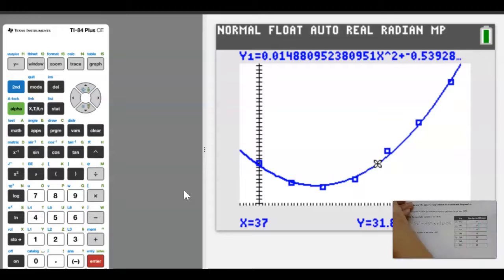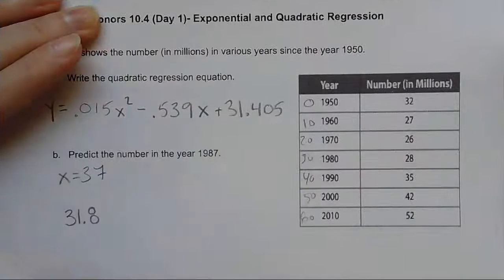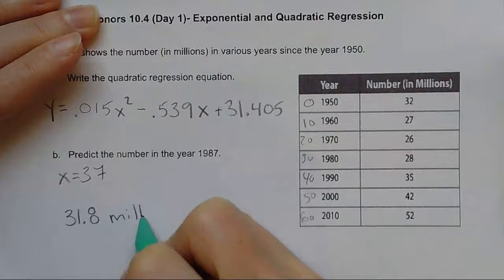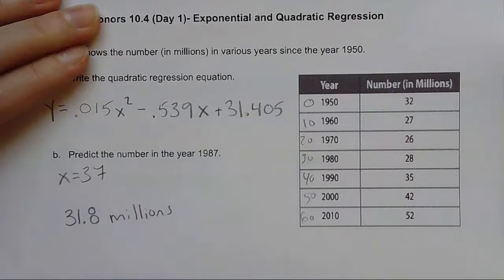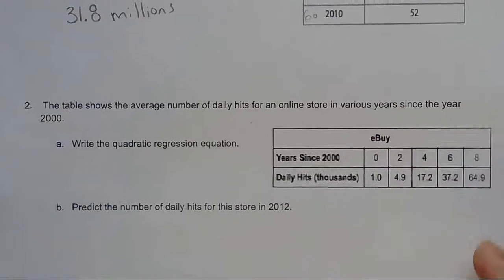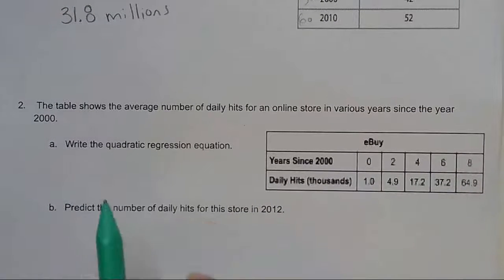Tag on some unit, so I'm just going to go ahead and get large here. So 31.8, this is number in millions, so millions. And that's that guy. Okay, so when it's interpolation, pretty easy, especially if you're using that graphing calculator all the way. All right, next example, also a quadratic.